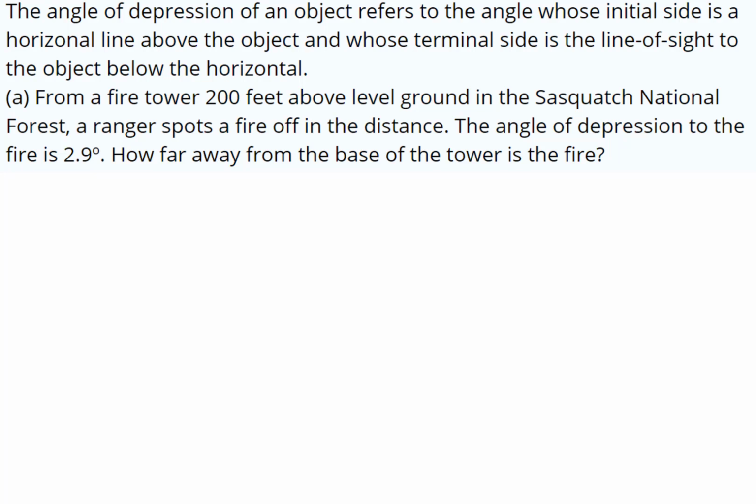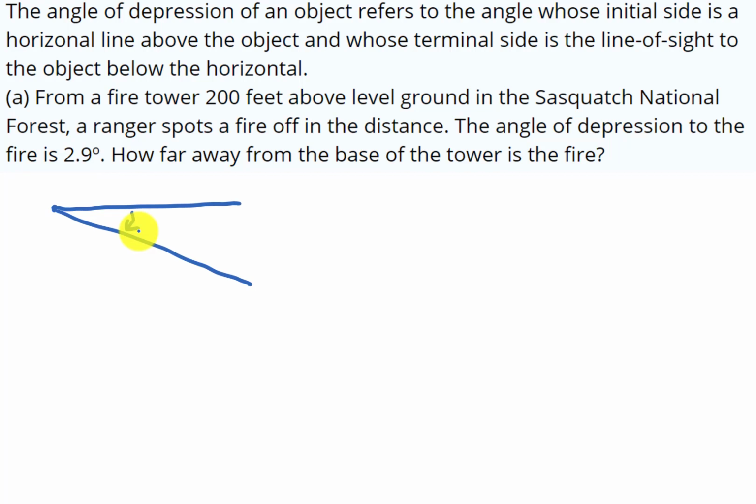The angle of depression of an object refers to the angle whose initial side is a horizontal line above the object and whose terminal side is the line of sight to the object below the horizontal. So if it's an angle of depression, you have a horizontal line and then you're sighting down to an object below, and this would be the angle of depression. So let's look at what we have here.